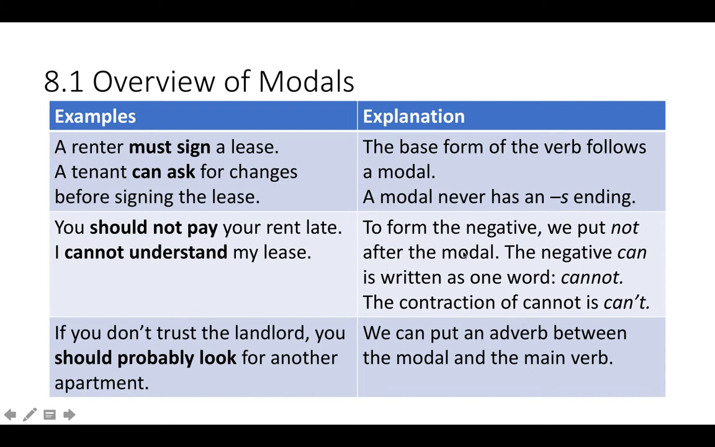Then to form the negative, you put not after the modal. The negative can is written as one word, cannot, and the contraction of cannot is can't. So here's you should not pay your rent late. That one's 2 words. I cannot understand my lease. It becomes 1 word. The contraction here would be can't. I can't understand my lease.